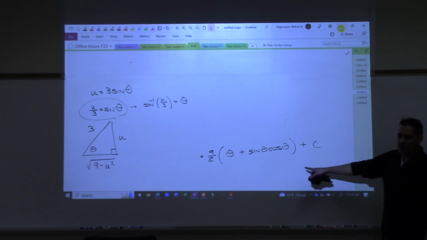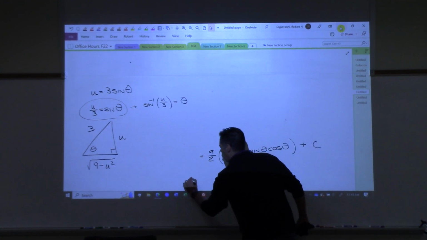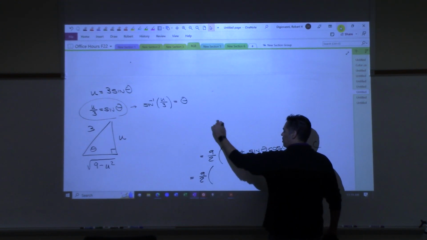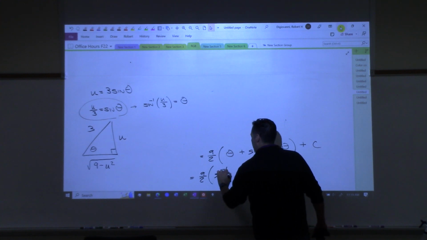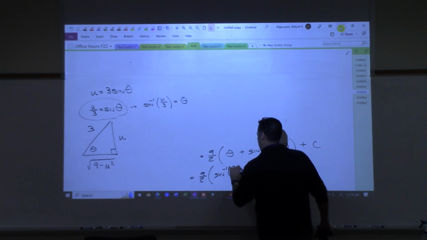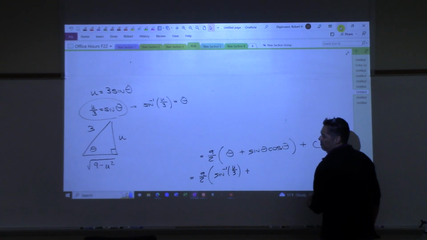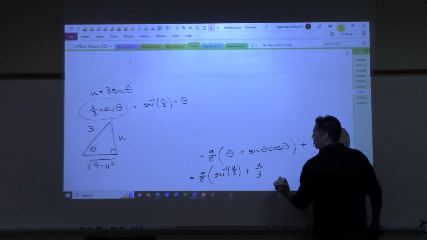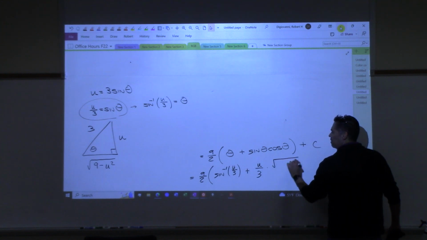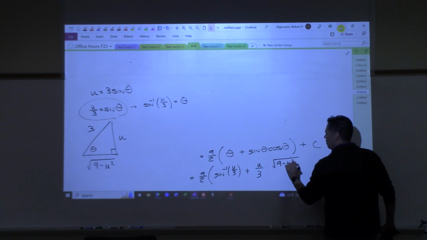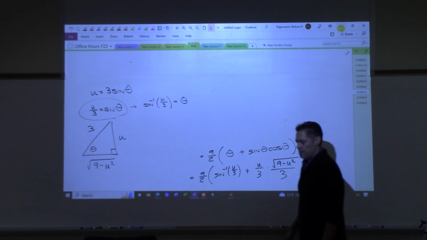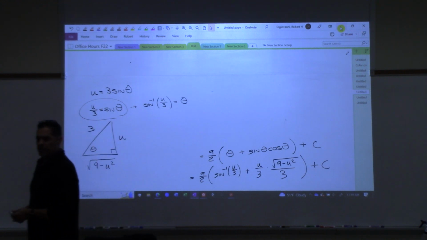So I'm ready to rewrite this now. I think I'm going to put it right here. 9/2, parenthesis, theta, which is inverse sine or arc sine of u over 3, plus sine theta, which is the opposite over hypotenuse, times cosine theta, which is the adjacent over hypotenuse. All of that plus c. And one more step.